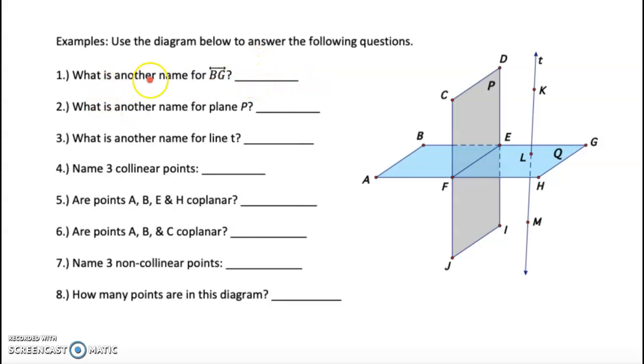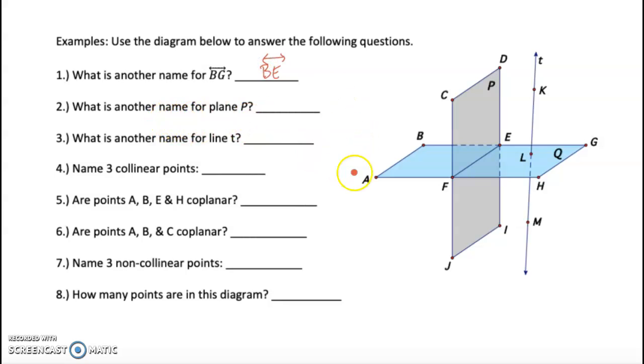Let's talk about them. What's another name for line BG? All right, well, here's line BG. Now, I know there are not arrows on the end of this, but remember, a plane goes on forever, so I know any line on that plane will also go on forever. So this is definitely line BG. If I want another name for that, I just need any 2 points on it. So how about line BE or line EG? The little line on top.